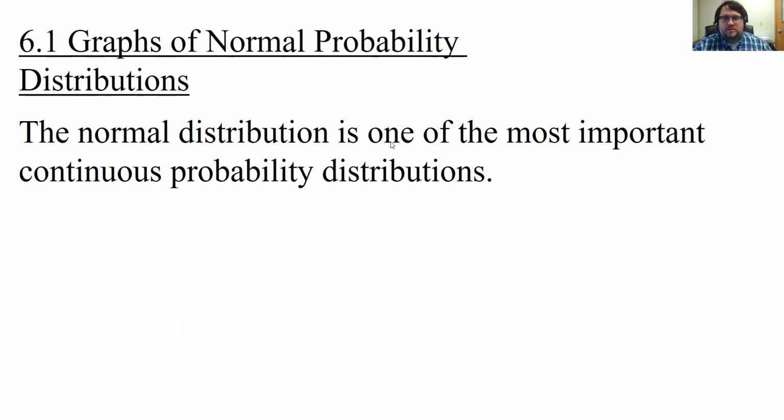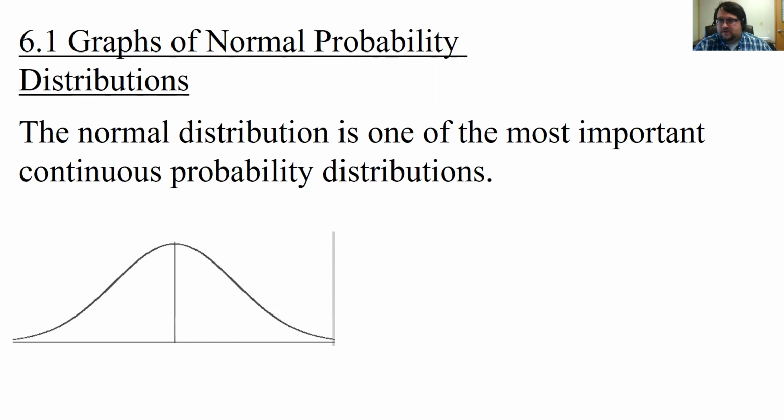The normal distribution is one of the most important of these continuous probability distributions, the one we're going to spend pretty much the entire rest of the semester coming back to over and over again. This is what the distribution looks like. It has this shape: the mean is right in the middle, it's symmetric on both sides, and it has this mound shape.